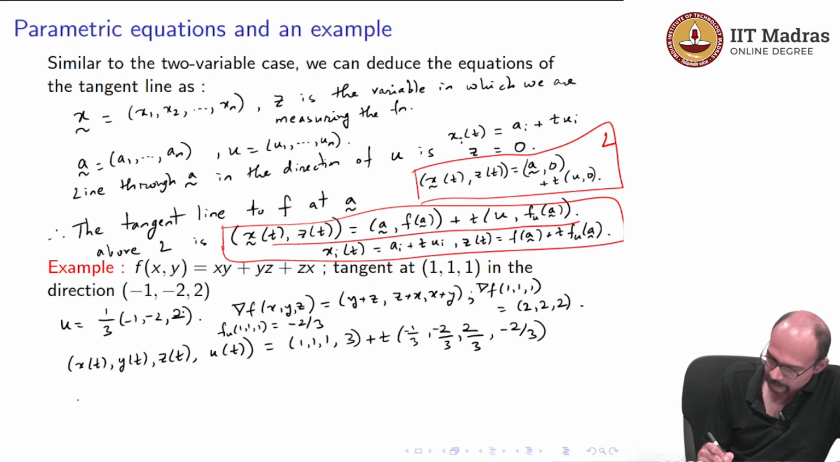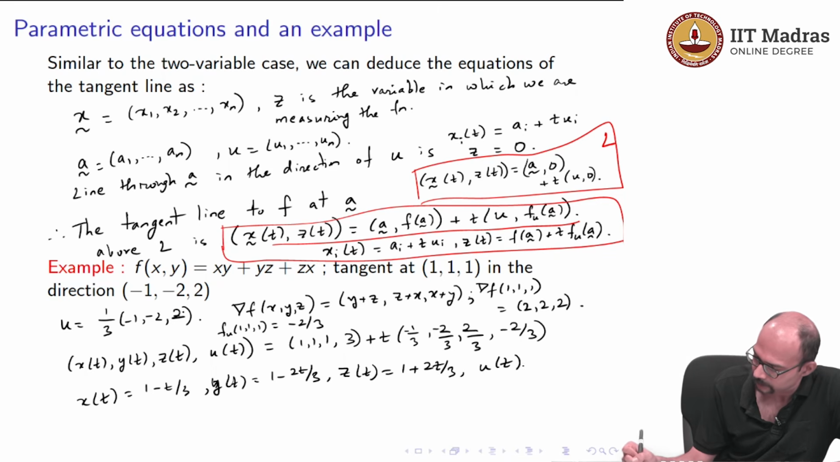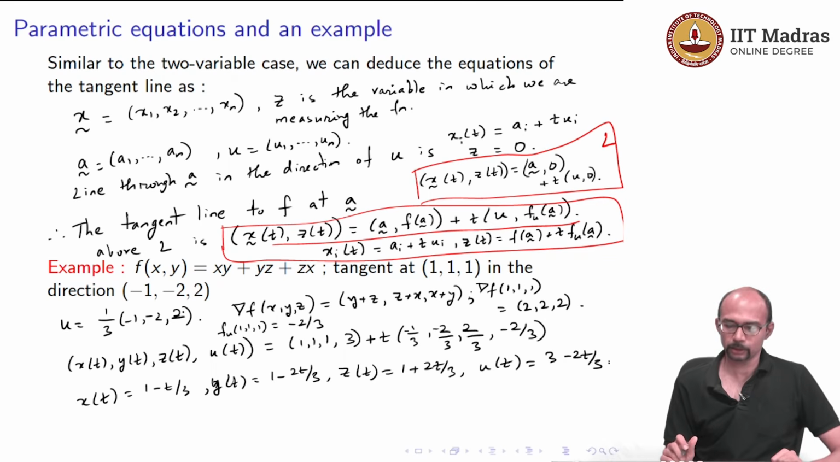So, the vector equation will be x(t) is 1 minus t by 3, y(t) is 1 minus 2t by 3, z(t) is 1 plus 2t by 3, and u(t), which is what represents the function, that is 3 minus 2t by 3. Okay. So, this is very easy.